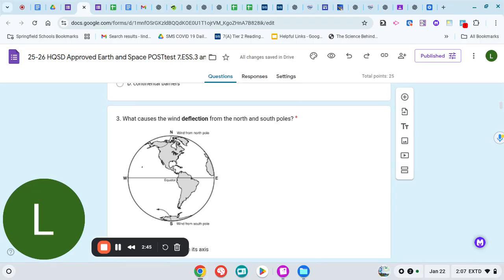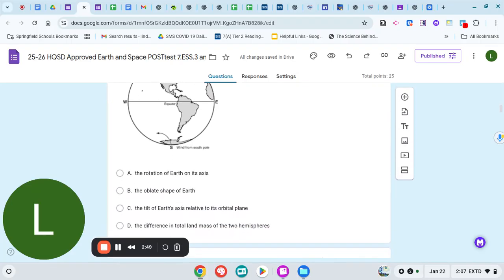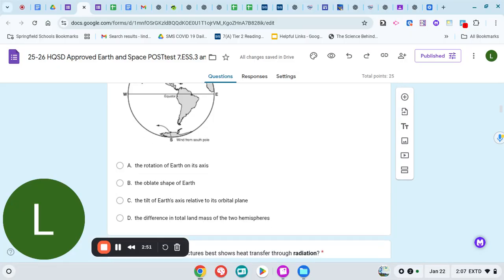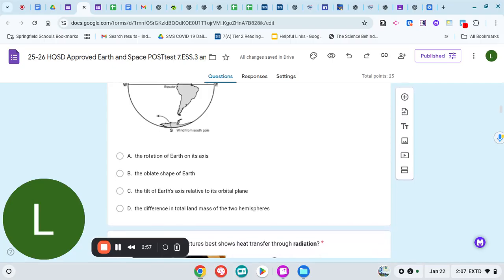Again, what causes the deflection from the North and South poles? A, the rotation of the Earth on its axis. B, the oblate shape of the Earth. C, the tilt of the Earth's axis relative to its orbital plane. Or D, the difference in total landmass of the two hemispheres. Please click pause on the video, scroll down, answer, and come back.